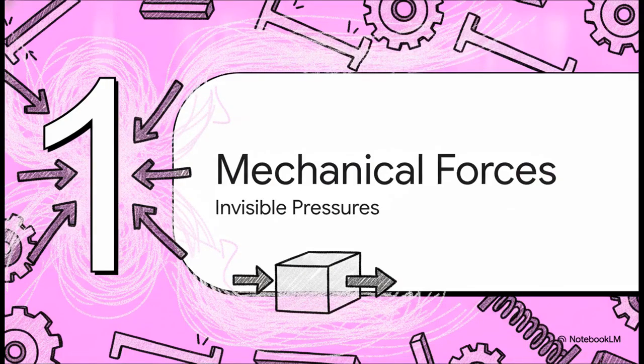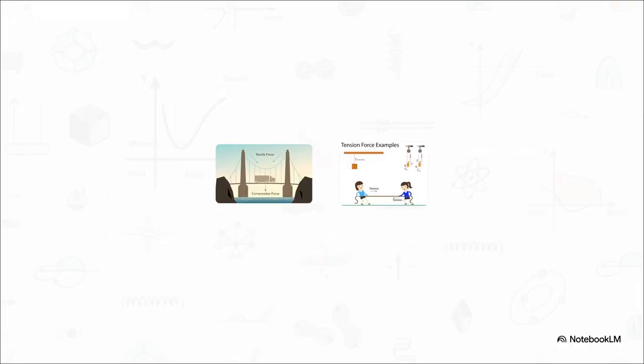Section 1. Types of mechanical forces. The invisible pressures all around us. When a material is just sitting there, resting, it's totally fine. But what happens when we apply external stress? Think about a classic game of tug of war. That pulling action creates what we call tensile force.